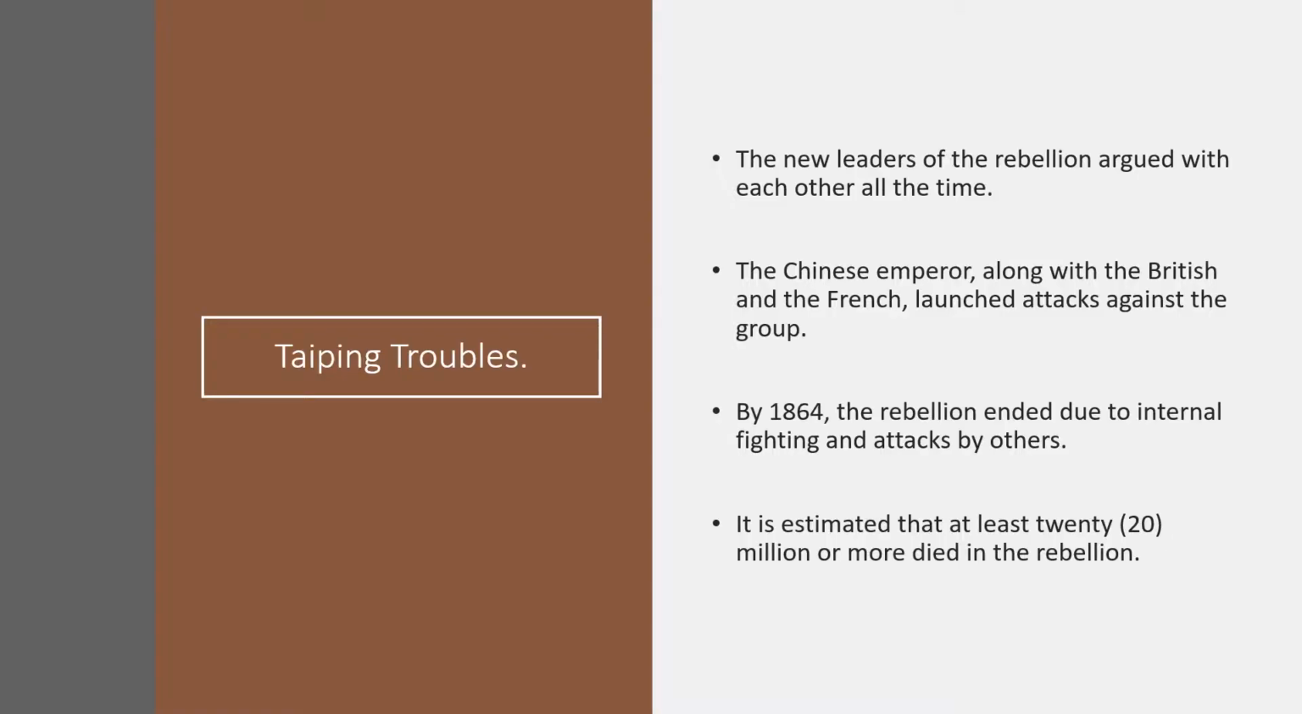Now, the new leaders of the rebellion argued with each other all the time, and the Chinese emperor, along with the British and the French, launched attacks against the group, and by 1864, the rebellion ended due to internal fighting and attacks by others. It is estimated that at least 20 million or more died in the Taiping Rebellion.